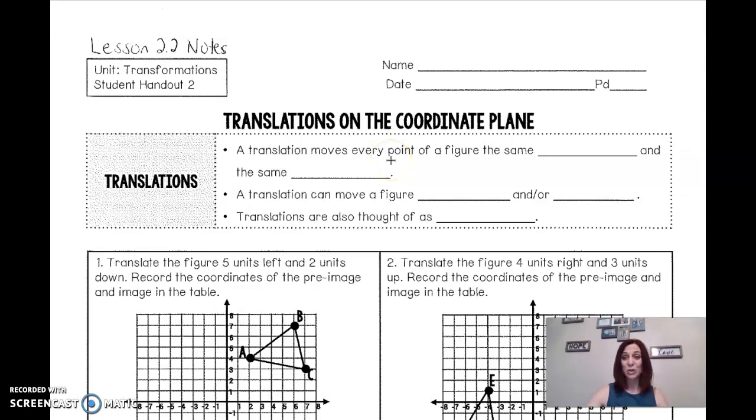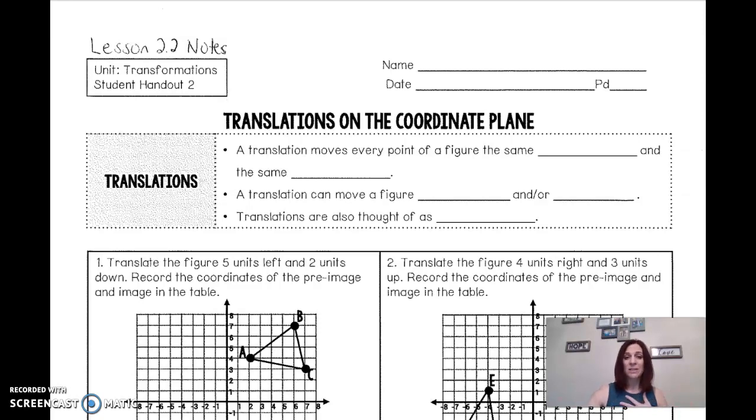All right, in lesson 2 in module 2, we are talking about translations. In our last lesson, we talked about the 4 basic transformations we were going to be dealing with. We have our 3 isometries or basic rigid motions: translations, which we're talking about today, reflections, rotations. And then we have our 4th transformation, a dilation. Dilation is the only one that changes the size.